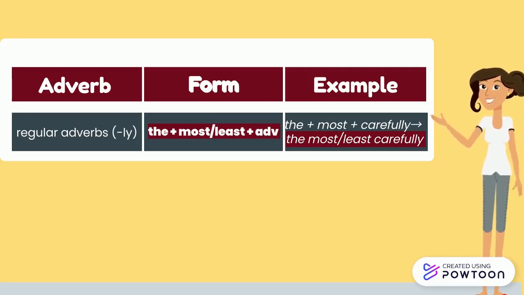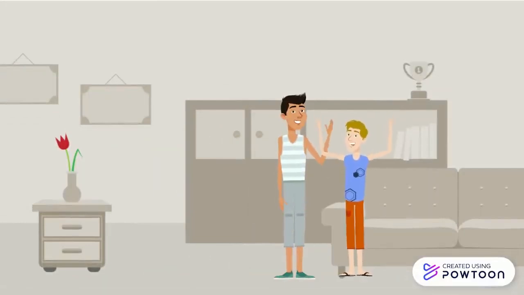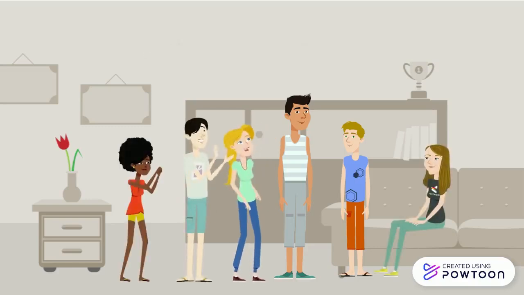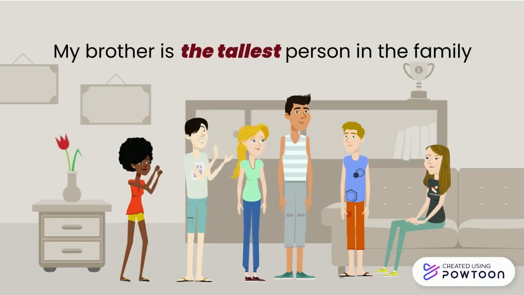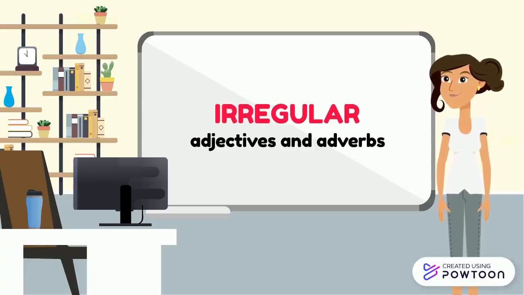Since you now know what comparatives and superlatives are, let's do a little bit of comparison to help reinforce your knowledge. In this sentence, my brother is taller than I. There were only two people being compared, so the comparative taller was used. If we want to compare more people, we would use the tallest. For example, my brother is the tallest person in the family. Some comparatives and superlatives in English don't follow the usual rules.